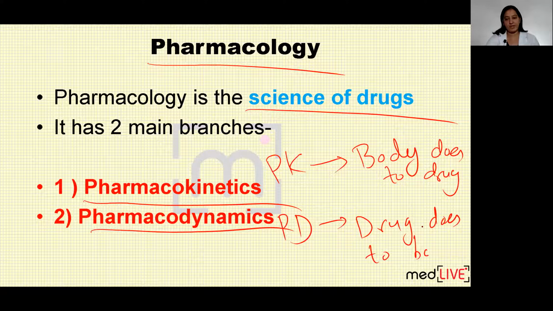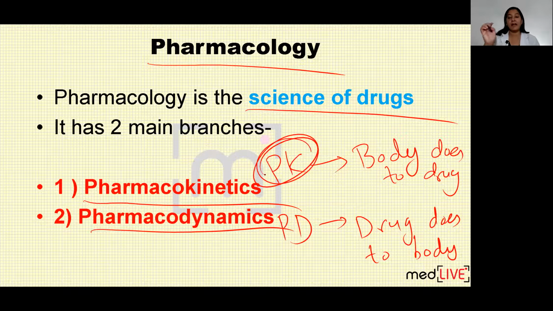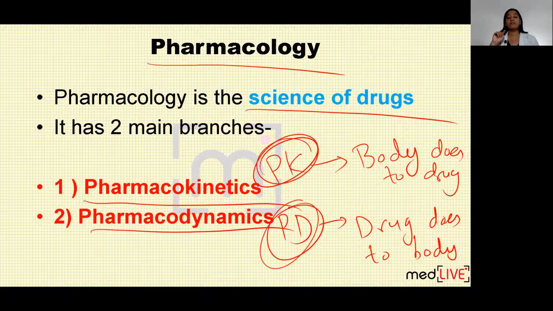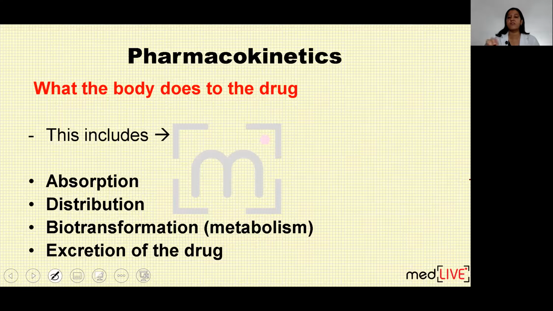If we are sick, we take a drug. For any disease, we take a drug. So whenever the drug goes inside the body, what is the reaction of the body towards the drug? What does the body do to the drug? That is known as pharmacokinetics. And ultimately, what the drug does to the body is known as pharmacodynamics. That is the simplest definition. We will discuss one by one. First, we will take pharmacokinetics. As I have told you, it is what the body does to the drug.